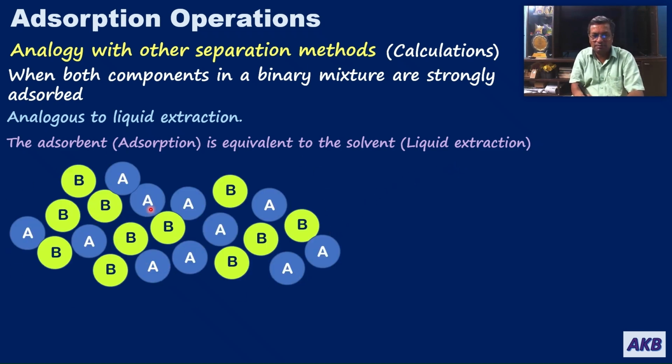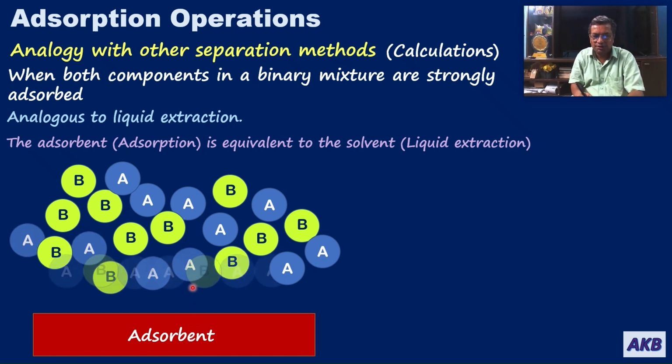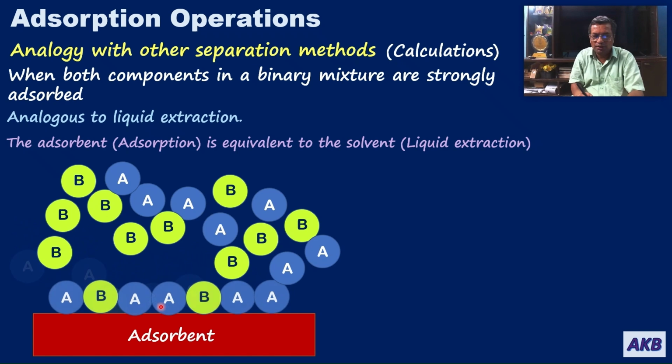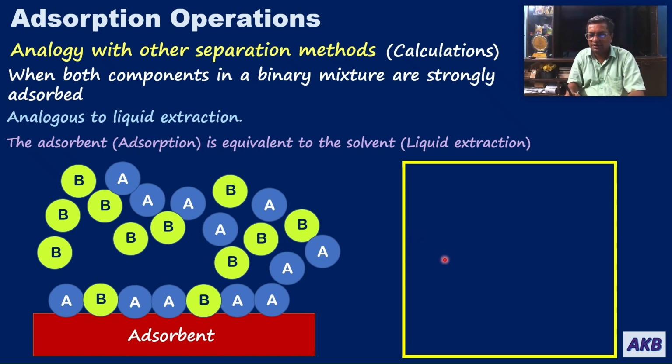You have the binary mixture of A and B. We are contacting it with a suitable adsorbent, and then both the components are going to get adsorbed on the surface of the adsorbent. So in that way, during adsorption, A and B get differentially distributed between the solid phase and the fluid phase. Now let us see what happens in liquid extraction.